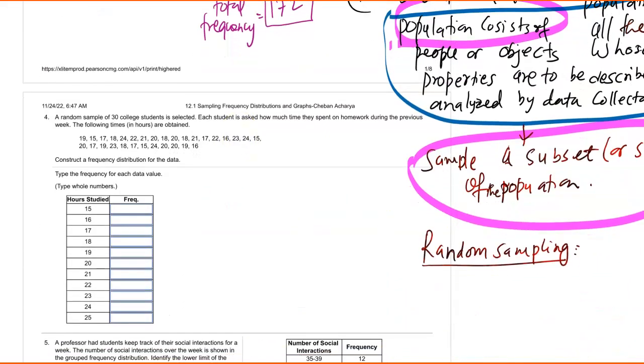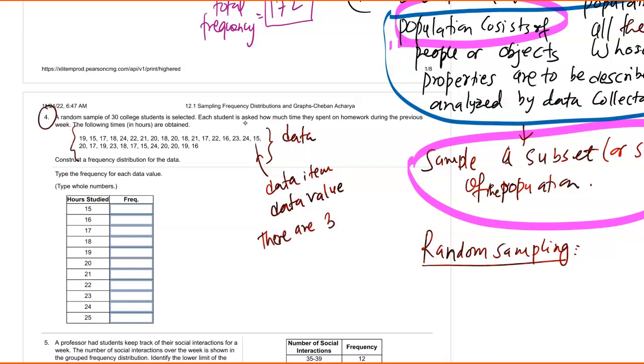Question number 4. A random sample of 30 college students is selected. Remember that there are 30 numbers here, and this is called data. Each of these is called a data item or data value. Therefore there are 30 data values.